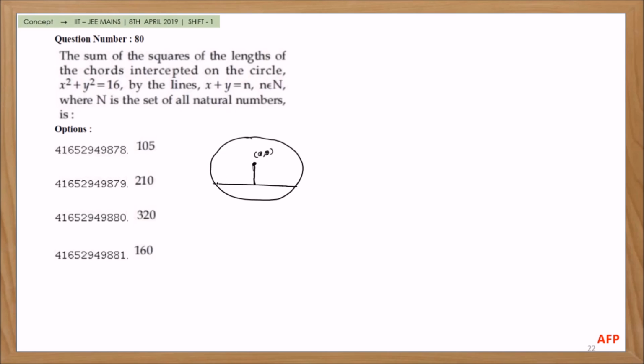Okay, this distance, and this is the radius. Radius is nothing but 4. The equation of this line is x plus y equals n. Now according to the distance formula, find the distance between the line and this point, which is 0, 0. So (0 plus 0 plus n) divided by the square root of 1 squared plus 1 squared, which is nothing but d equals n divided by root 2. So this distance is n divided by root 2.